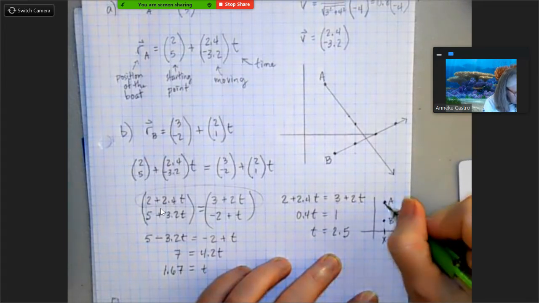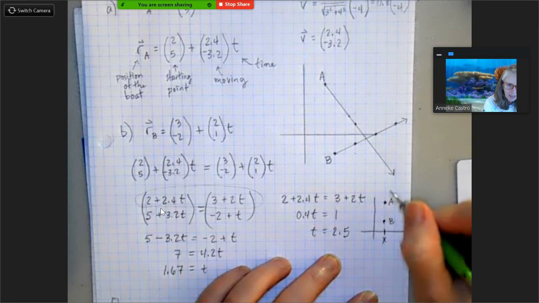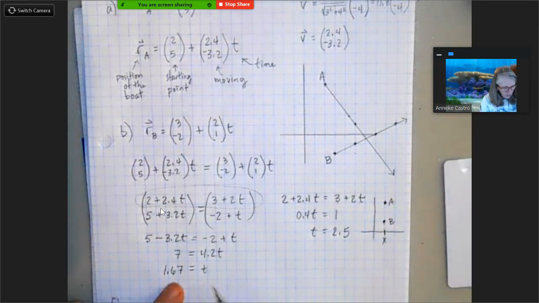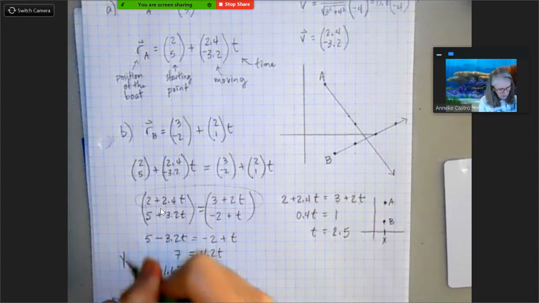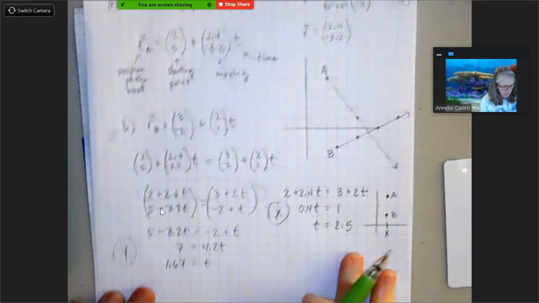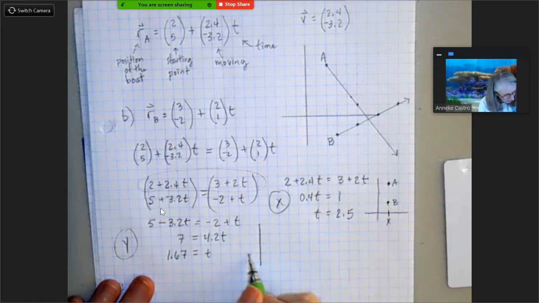They are going to be north. One is going to be north of the other one. One's going to be south of the other. They're going to be lined up like this at 2.5 seconds. And then here, the y components, okay? These are the y components. This is the y, this was the x. So at 1.67 seconds, they're going to have the same y component.